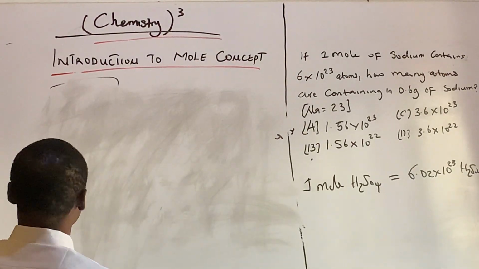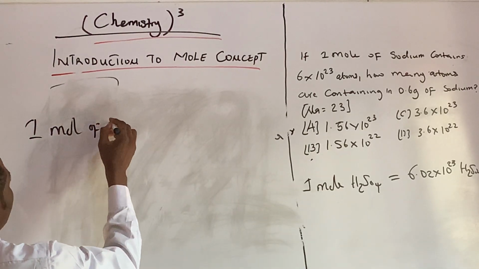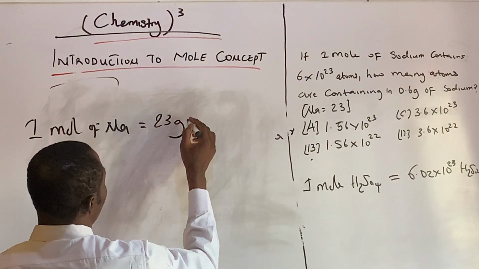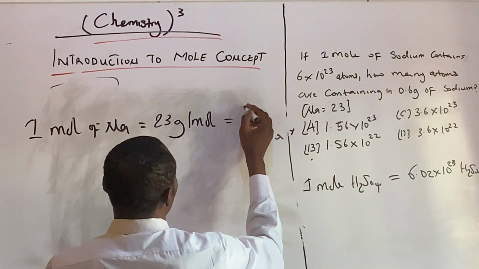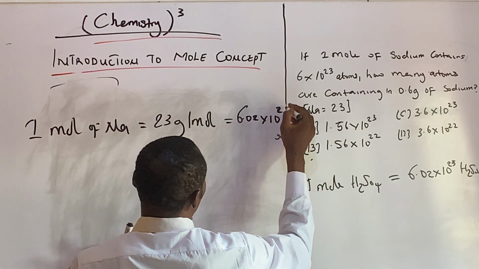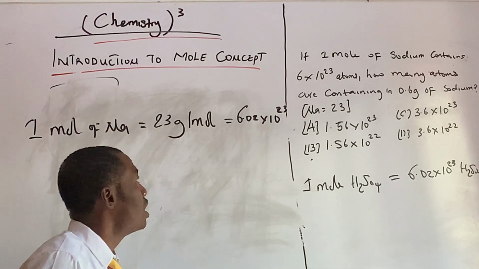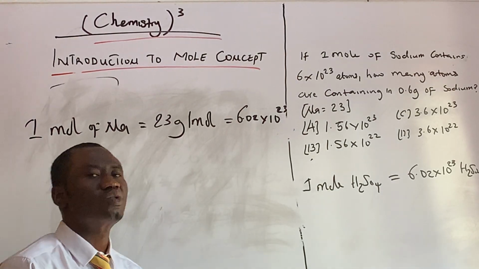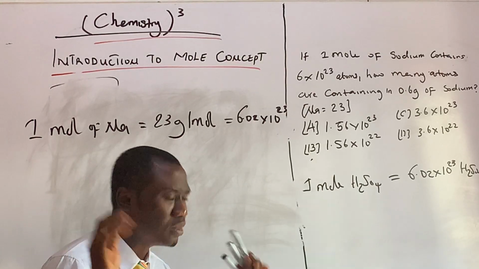All right, so we can now say that 1 mole of sodium equals 23 grams per mole of sodium, and it's also equal to 6.02 times 10 raised to the power of 23. Now you are correct. 1 mole of sodium is 23 grams of sodium, and it's equal to 6.02 times 10 raised to the power of 23 atoms of sodium. So you are correct.